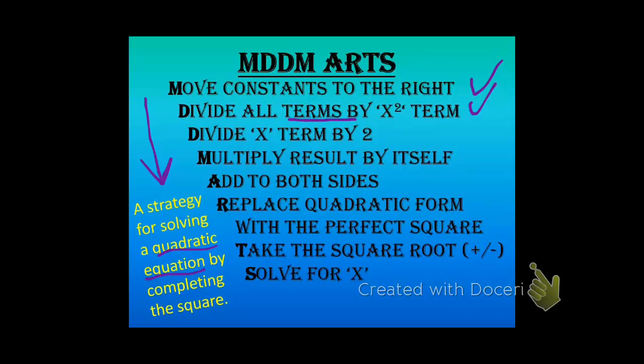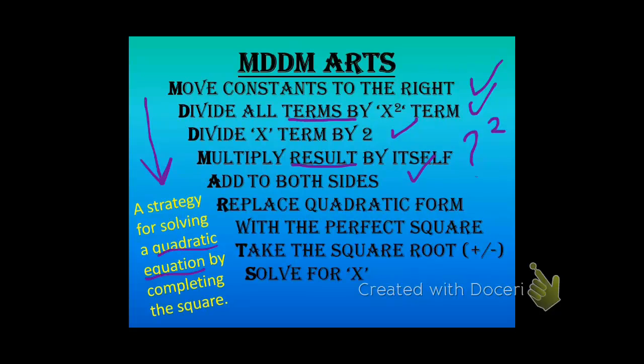Next I will divide my term that goes with x by 2, so I'll be cutting that one in half. I'll then multiply that result by itself. So if I get a question mark after I divide it by 2, I'm going to square that question mark. Next I add that value to both sides, so I'm not changing the value of the equation, both sides of the equality.